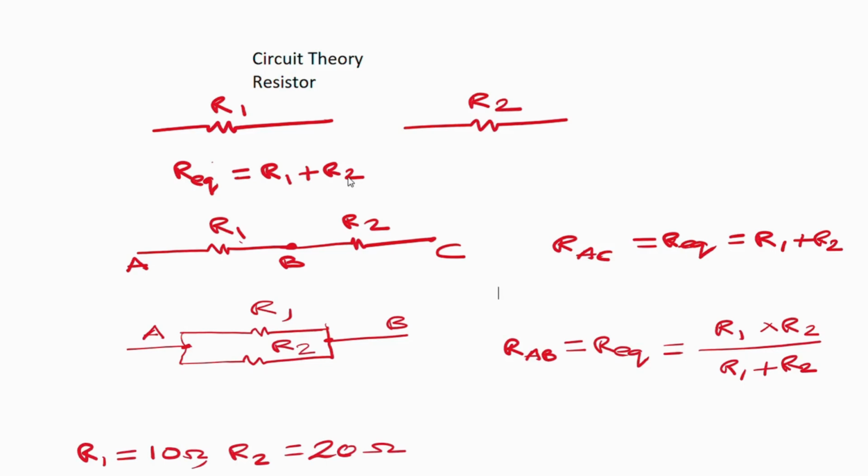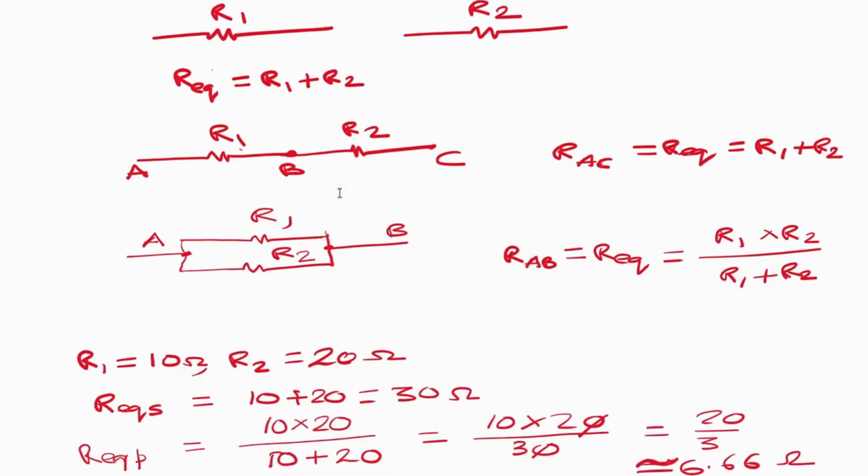But what is the series connection? This is R1 and this is R2. If we consider A and B as the two endpoints of R1, then one point of R2 is connected to B and the other point is open. That is given by C.